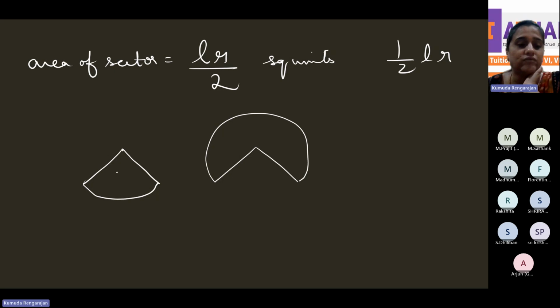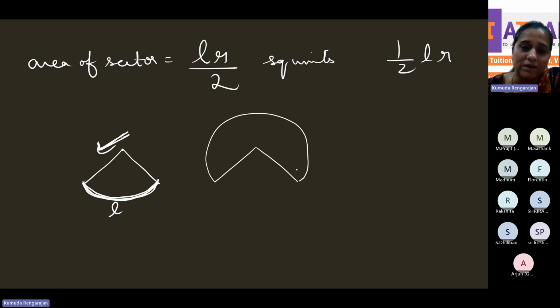If you're finding the area of this sector, that is the minor sector, it will be L into R by 2. R is the radius, the same as for the circle. 2 is a constant, so nothing to worry about R by 2. Now this L, if you're finding the area of the minor sector, a sector which looks like this, you should take the length of the minor arc. This one, this is L, the length of the arc associated with the sector, into radius by 2.